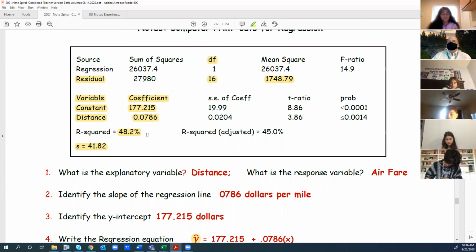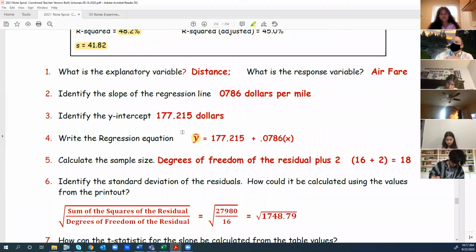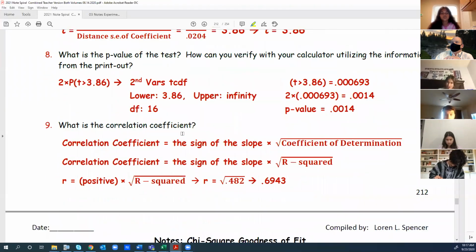To check for the positive or negative, you need to look at the slope. If the slope is positive, then the correlation coefficient is positive. If the slope is negative, then the correlation coefficient is negative. Slope is positive, correlation coefficient is positive. Slope is negative, correlation coefficient is negative. Once again, the square root of, not 48.2, but the square root of 0.482. All right, so turn that percent into a decimal.